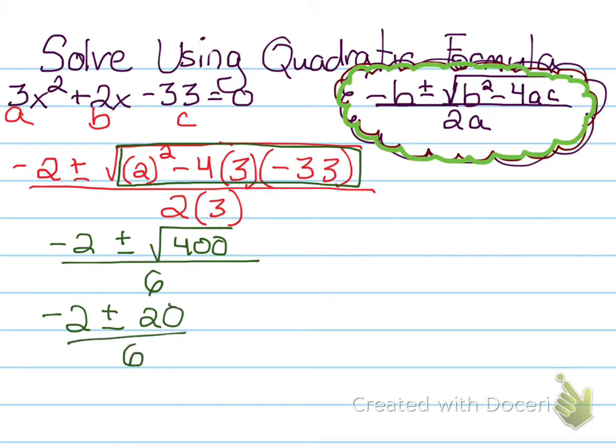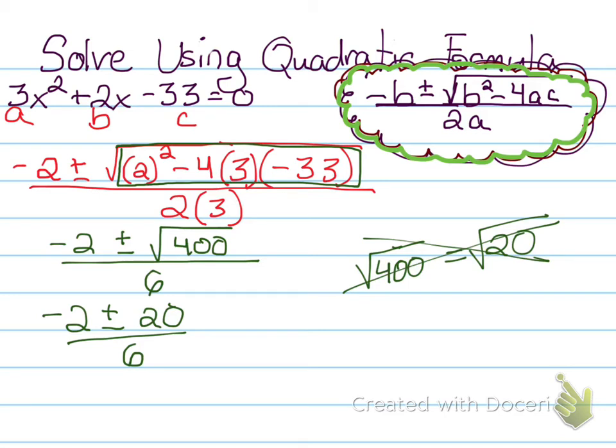Now let me overemphasize something real quick. The square root of 400 equals 20. It does not equal the square root of 20. So make sure if the number under the square root is a perfect square, whatever it equals, you just write the answer of it. Do not write the square root on top. So that's why you see negative 2 plus or minus 20 over 6.